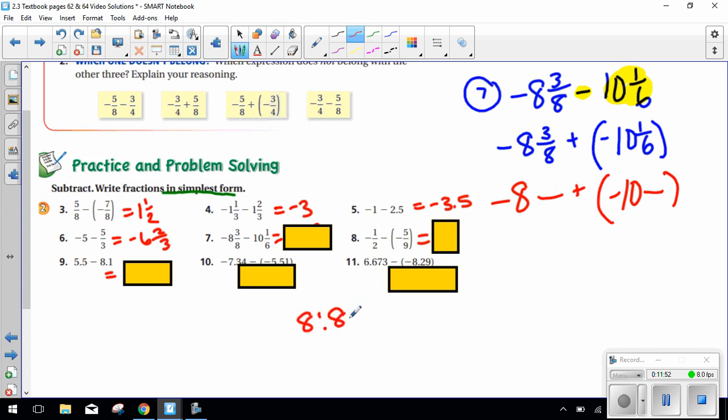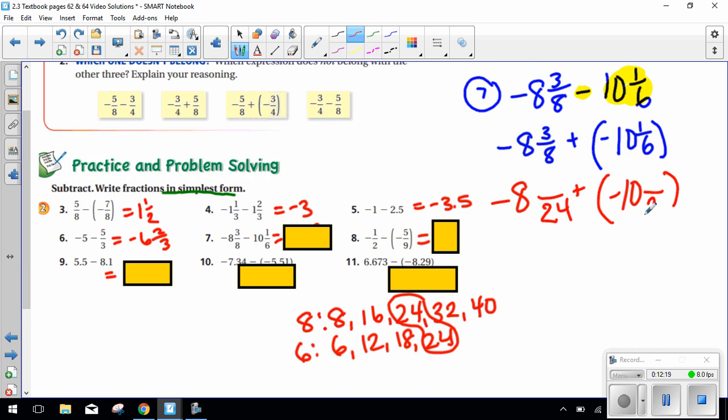So if I start counting by 8, 8 times 1, 8 times 2, times 3, 4, 5. Okay, and we have 6. 6 times 1, times 2, times 3, times 4. So common denominator is 24. Okay, 8 times 3 gets me to 24. So 3 times 3 gets me to 9. 6 times 4 gets me to 24, so 4 times 1 gets me to 4.